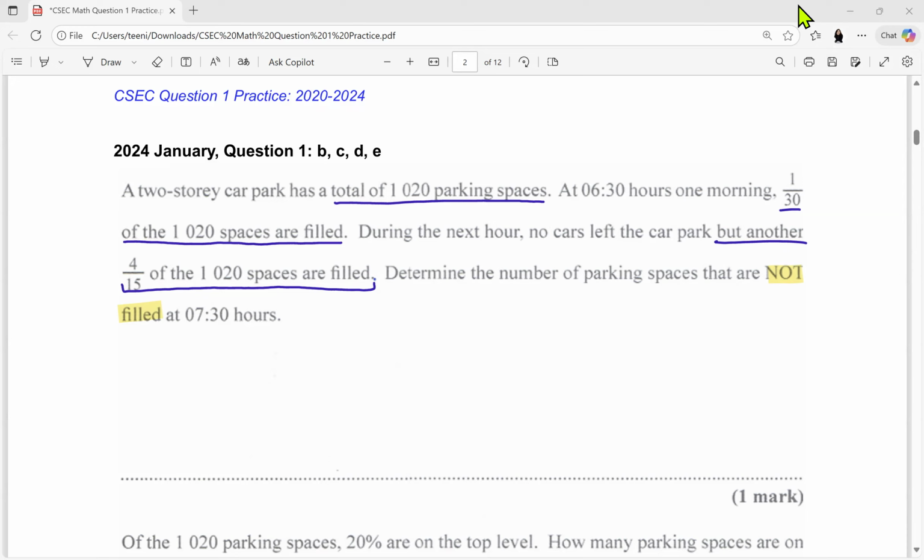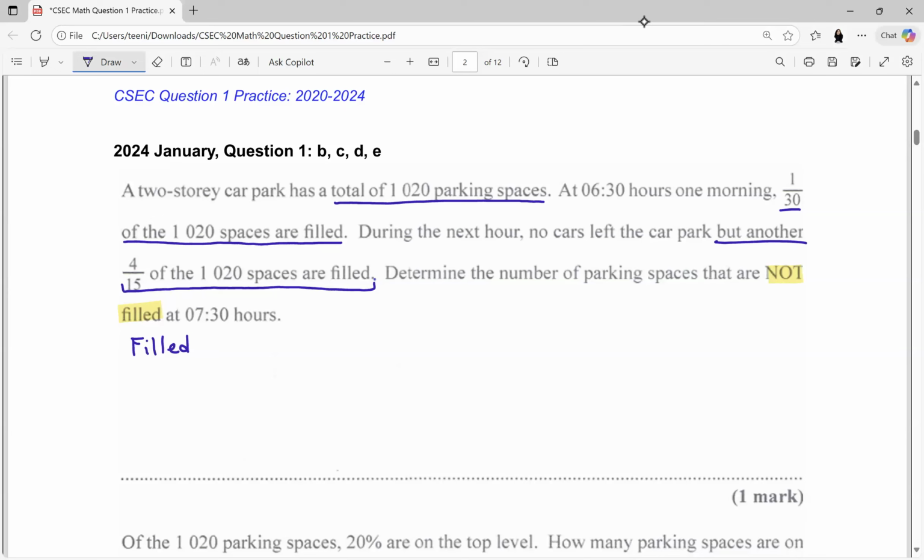Anybody else got it as yet? Got it, miss. What did you do? So basically, I added 1 over 30 and 4 over 15. I got 9, right? And then I want the number of parking spaces that is not filled, so that would have been the remainder. So the leftover would have been 21 over 30, and I find 21 over 30 of 1020, and I get 740. Yeah. That's also correct, right?